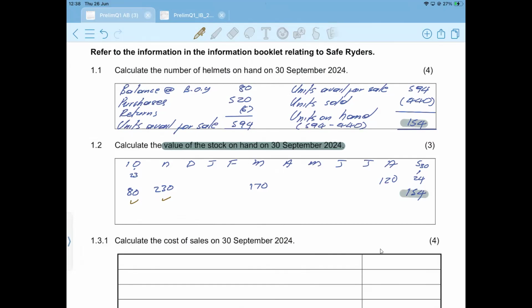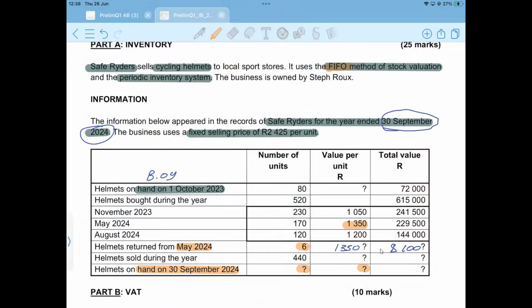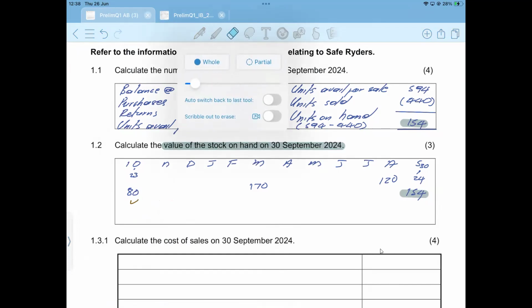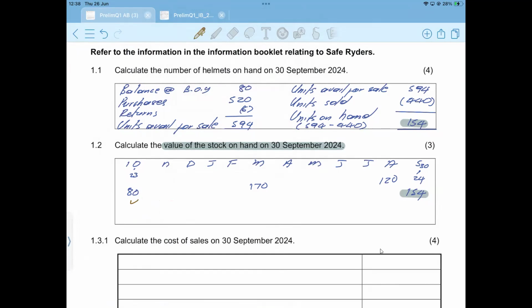But before I can do that, you go back to the question, you realize that there were 6 units that were returned. And these 6 units that were returned come from May. So I'm just going to go to May. And from May, I'm going to subtract my 6 units. I'll be left with 164 units.